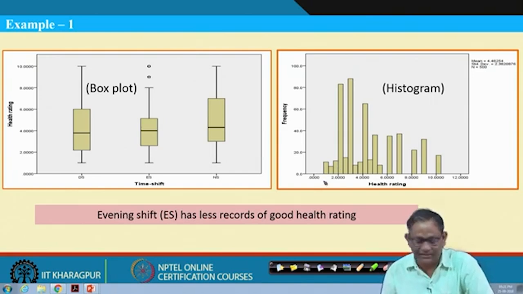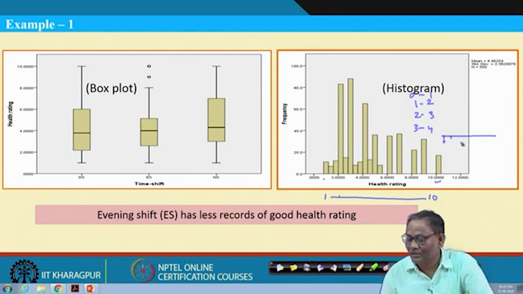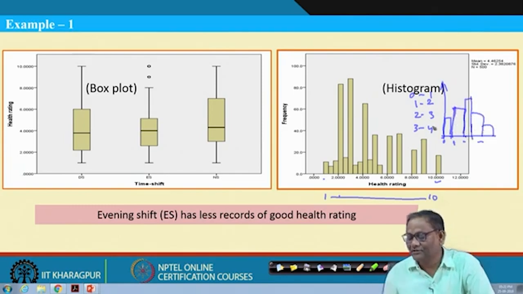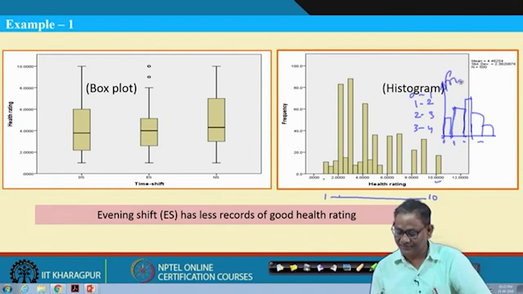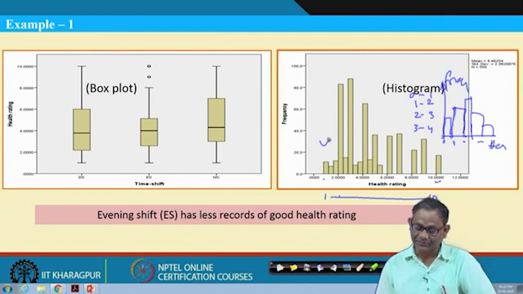For example, I can say that health rating is 1 to 10. So, you create ranges 0 to 1, 1 to 2, 2 to 3, 3 to 4 like this, and then find out on this axis the frequency. Suppose 0 to 1 has this much, then 1 to 2 let it be this much, then 2 to 3 let it be this much, like this. So, this kind of chart you get here, this side is frequency and this side is the particular numeric variable, health rating, which is plotted here.